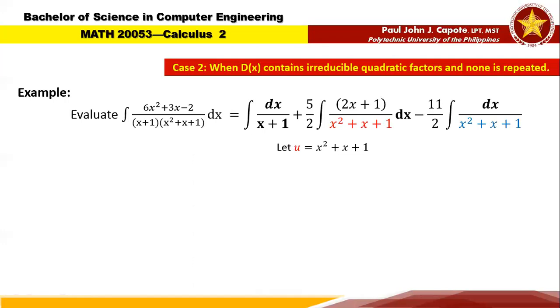Now in this case, I let u equal the expression in the denominator, which is x squared plus x plus 1. And then I will differentiate this u with respect to x, so I get du equal to the quantity 2x plus 1 dx, in which this 2x plus 1 dx is the remaining expression or quantity in the integrand. And so I use U substitution here. Solving for dx, we get 1 over 2x plus 1 du.